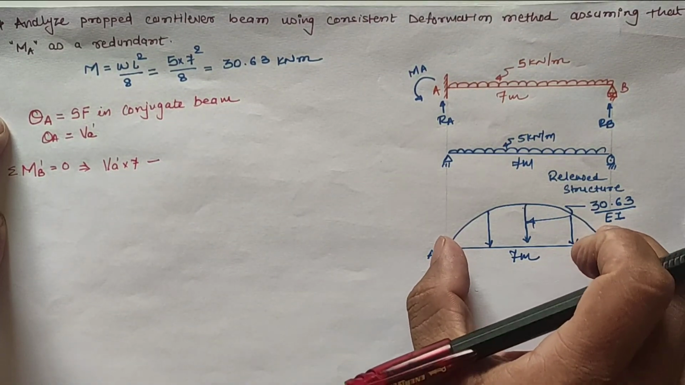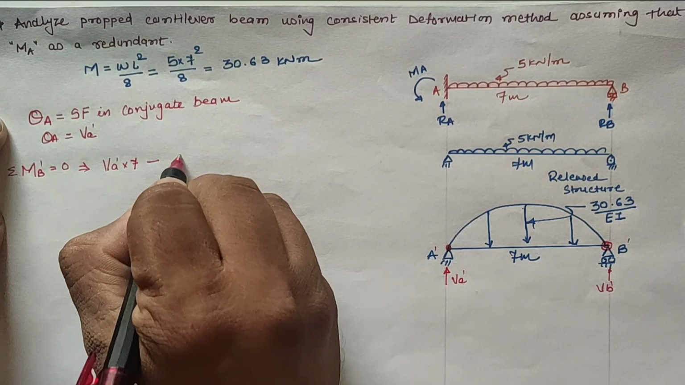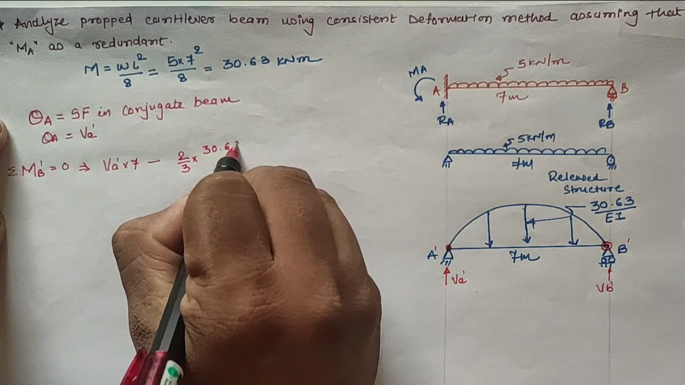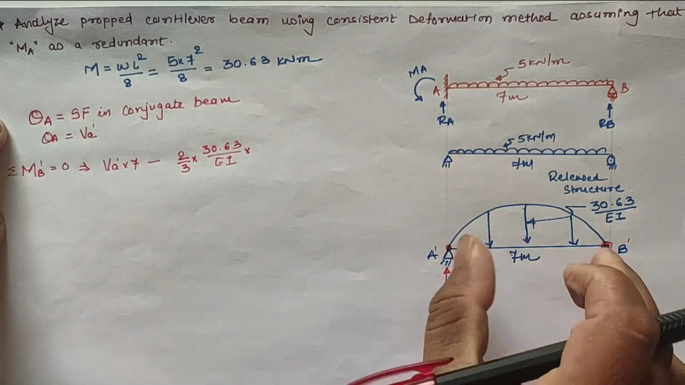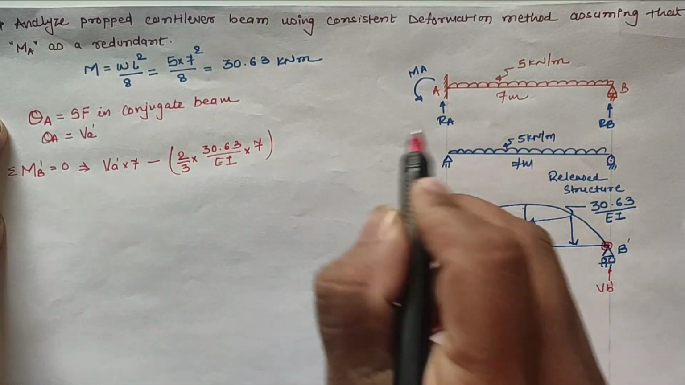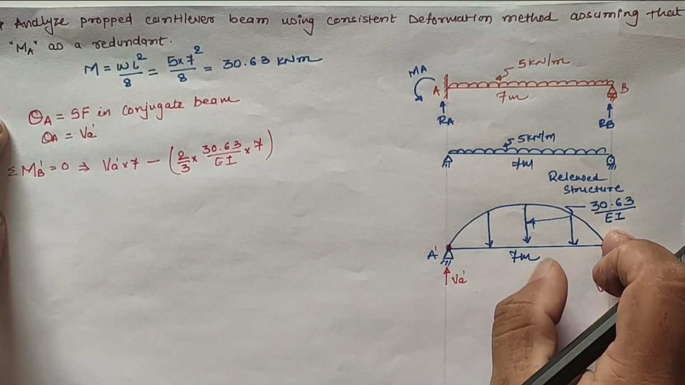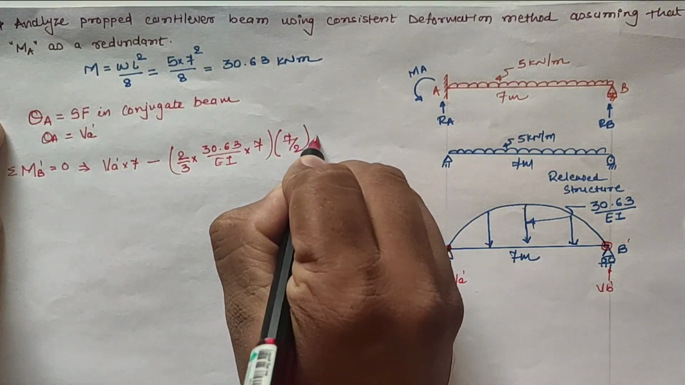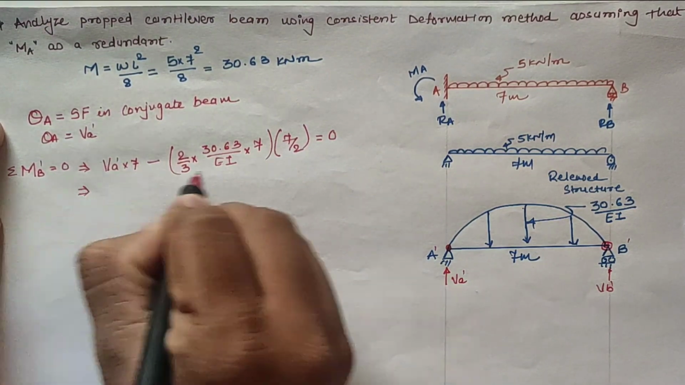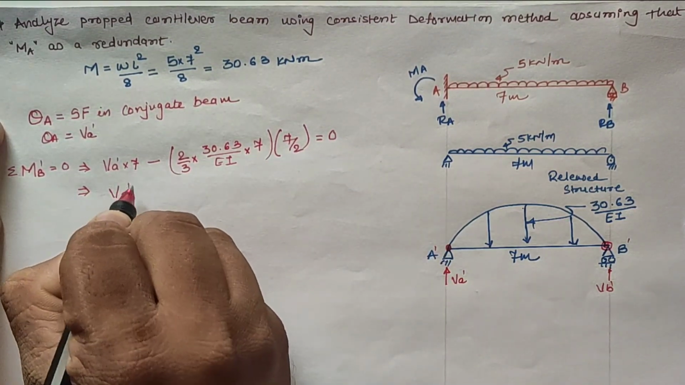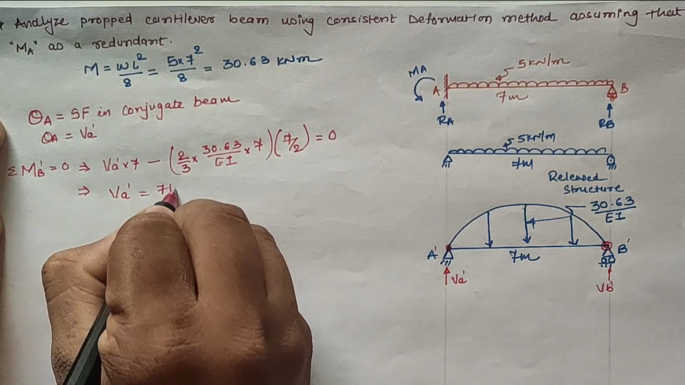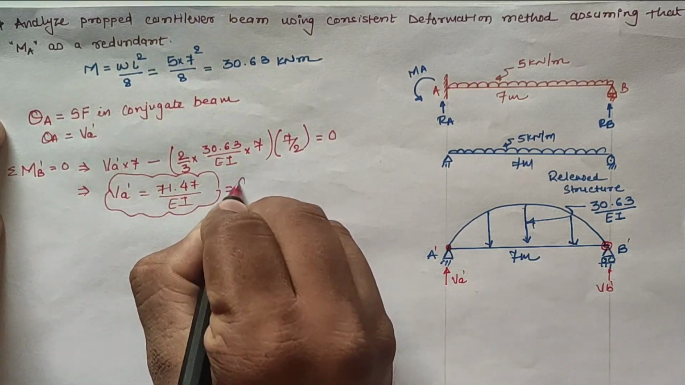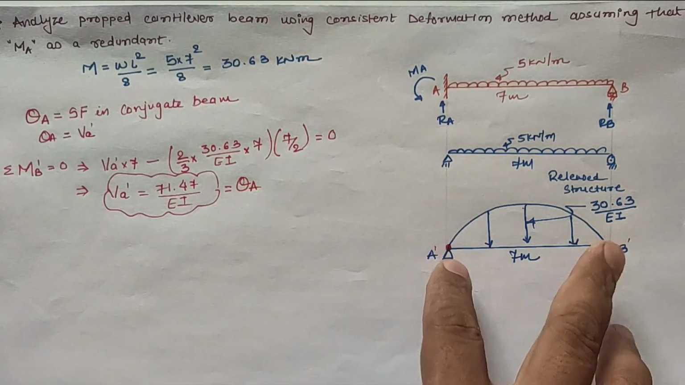The total load of this parabolic curve is 2/3 into the loading of 30.63 by EI into the total distance of 7, and from location B the CG distance is exactly half of the total length, 7 by 2, which must be equal to 0. Now solving this, we have our VA dash value as 71.47 by EI, which indicates the value of theta A for the conjugate beam.